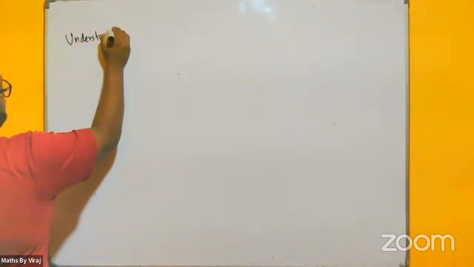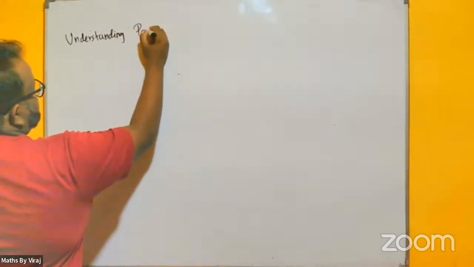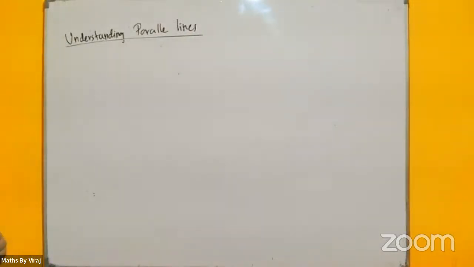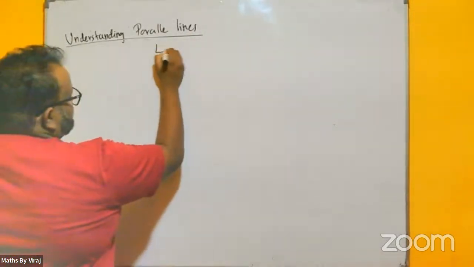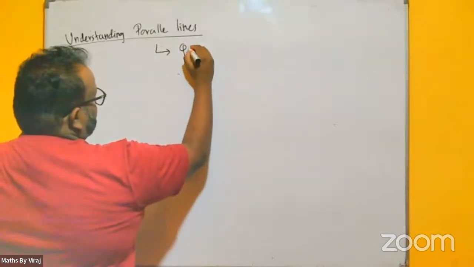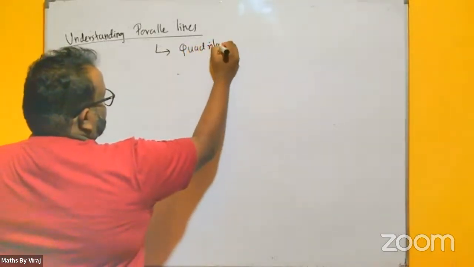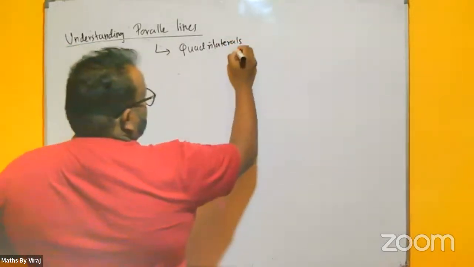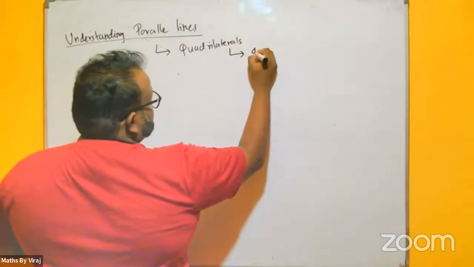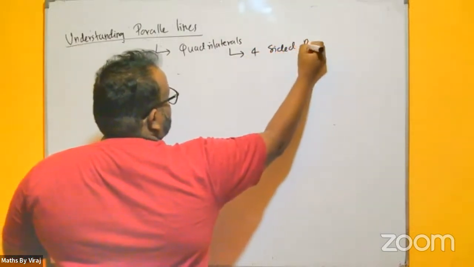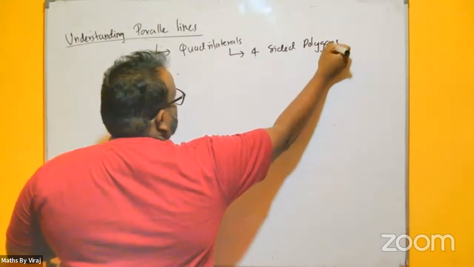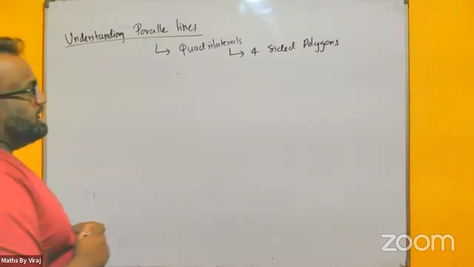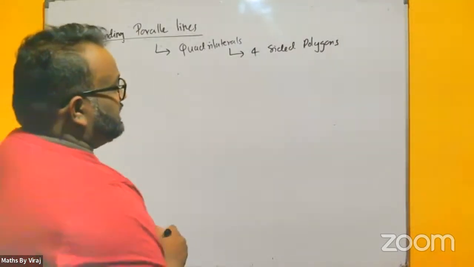Understanding parallel lines. How do we understand parallel lines? Right. We know that there are certain things we call quadrilaterals. Under quadrilaterals, what are quadrilaterals? Four-sided polygons. Right? Understanding parallel lines, first and foremost, we have quadrilaterals. That is divided into four-sided polygons.